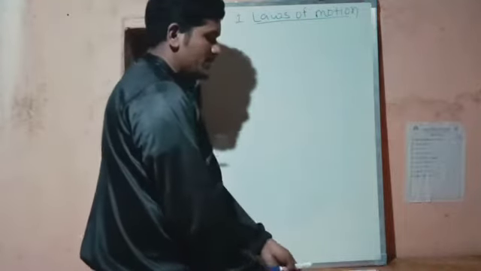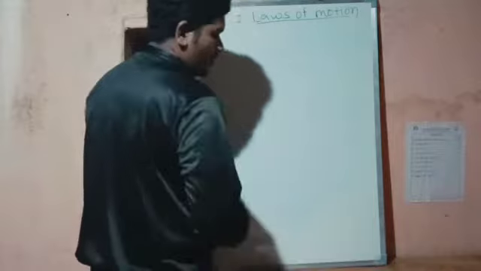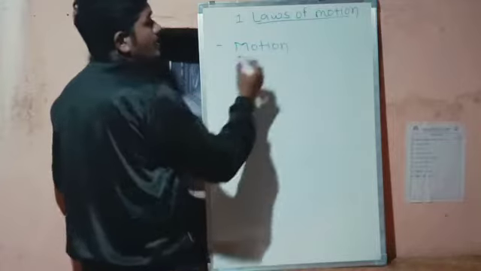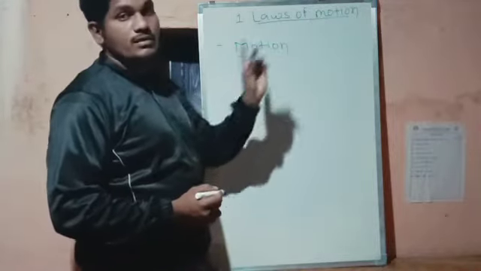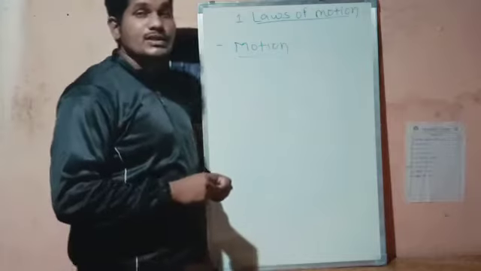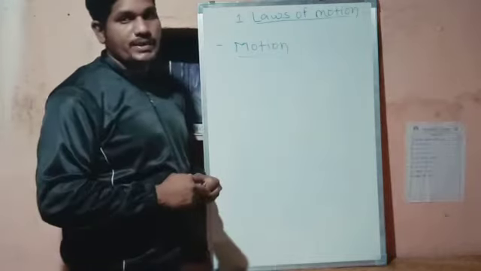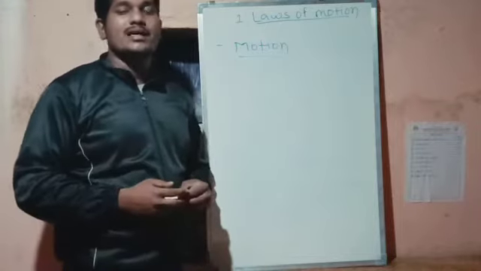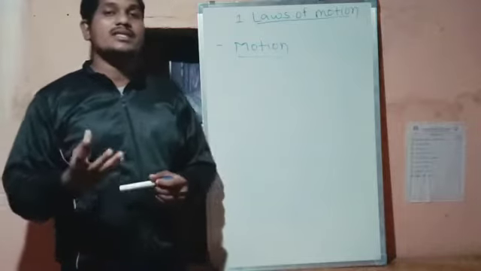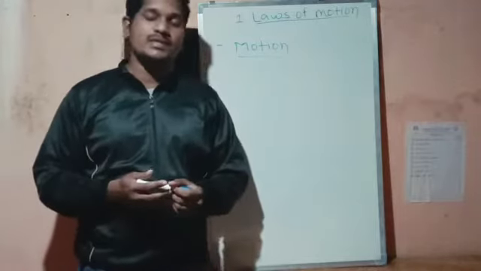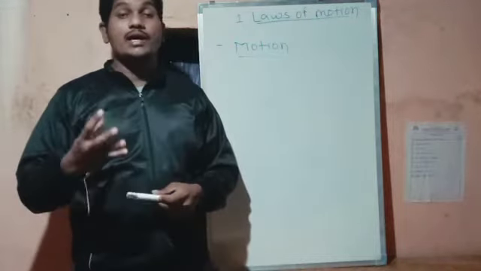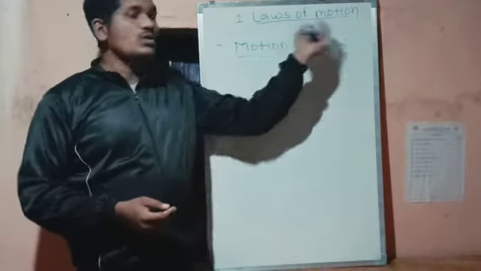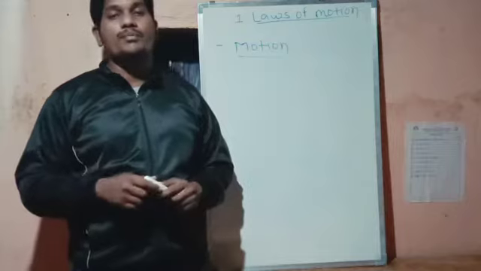Now first of all we will see what is meant by motion. Motion is in the title of the topic, so it is necessary to understand the title first. We know the laws. What is meant by laws? Different scientists have given the laws based on their principles, based on their observations, or they have proved some theories on which they have given the laws. So here are the laws of motion. We will understand what is meant by motion.